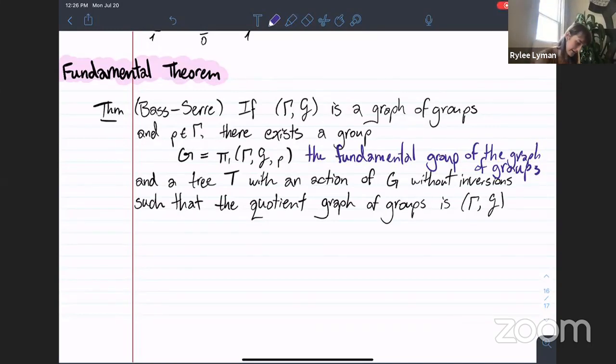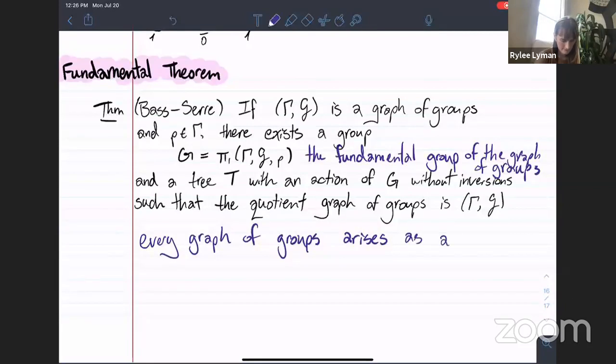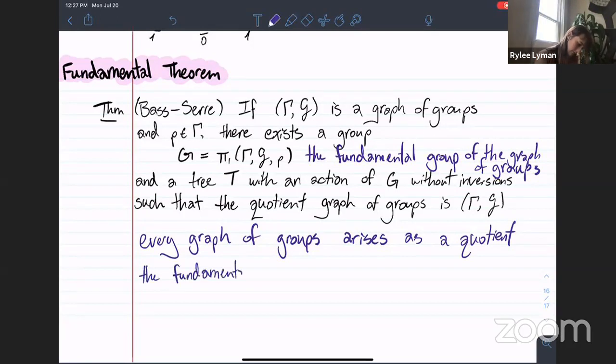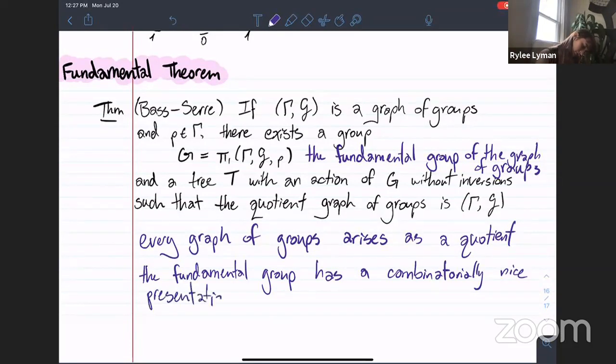So in other words, what this is really saying is that every graph of groups arises as a quotient graph of groups. I think that this is very, very cool, because what it really is saying is that you can give me whatever groups that you would like, and I can give you a new group built out of combining them in a graph-like way. I guess the fundamental group has a combinatorially nice presentation, which is great if you like group presentations.